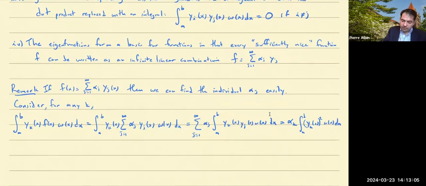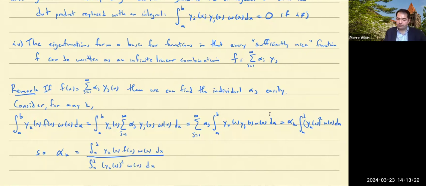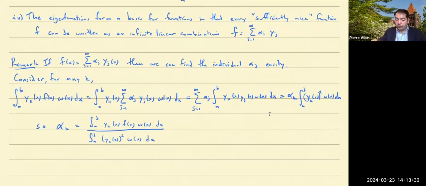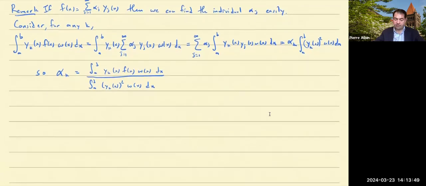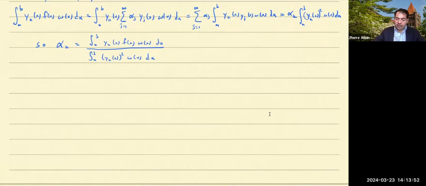So then we can solve. Alpha k is equal to the integral from a to b of y k of x, f of x, w of x, dx, divided by the integral from a to b of y k of x squared, w of x, dx. Okay, so this is an amazing theorem, right? You're taking essentially any sufficiently nice function, and you're writing it as a linear combination of these eigenfunctions. So let's work out an example.